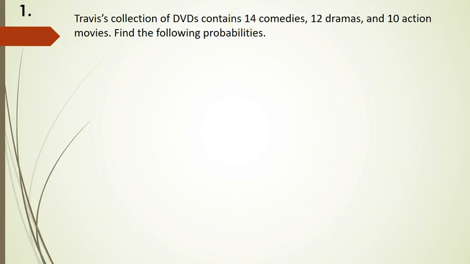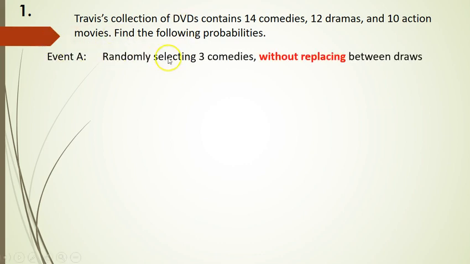Number one says, Travis's collection of DVDs contains 14 comedies, 12 dramas, and 10 action movies. Find the following probabilities. The first one says randomly selecting 3 comedies without replacing between draws. The very first thing we need to do before we work any of these problems is add together the 14, the 12, and the 10, because that's going to tell us what our denominator is going to be, what's on the bottom. So 14 and 12 is 26, plus another 10 is 36. That's going to be our denominator that we start with in all of our problems. Then it's asking us for 3 comedies.